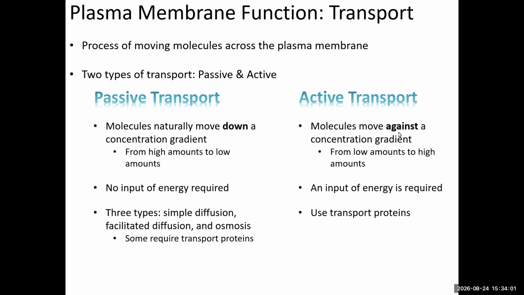The other category of transport is active transport, and essentially it's the opposite of passive transport. So molecules are going to be moving against their concentration gradient. So they're going from where there's low amounts or few of a molecule to where there's a lot of them. And because this is not happening passively, it's going against the grain, we're going to say that an input of energy is required. Okay, and this is going to require the use of transport proteins that are part of the membrane in order to help.